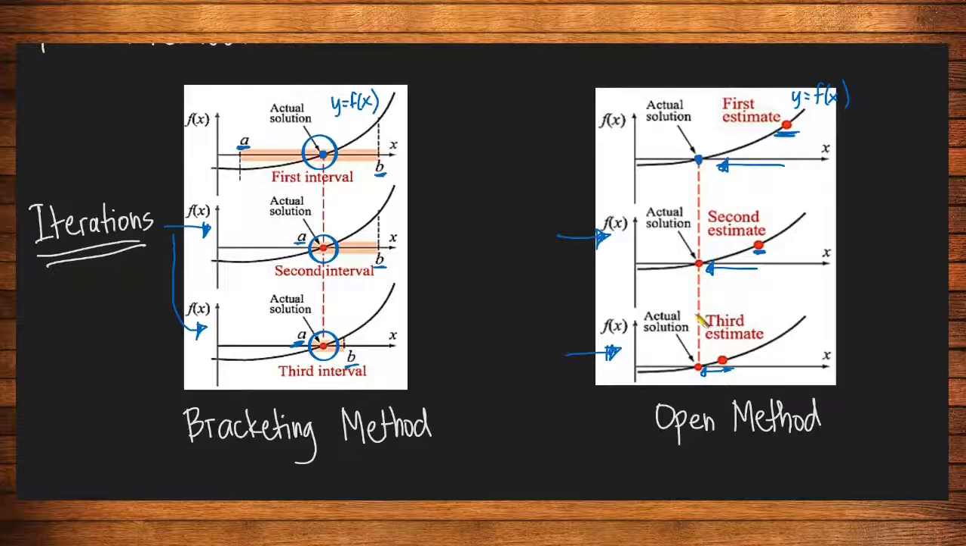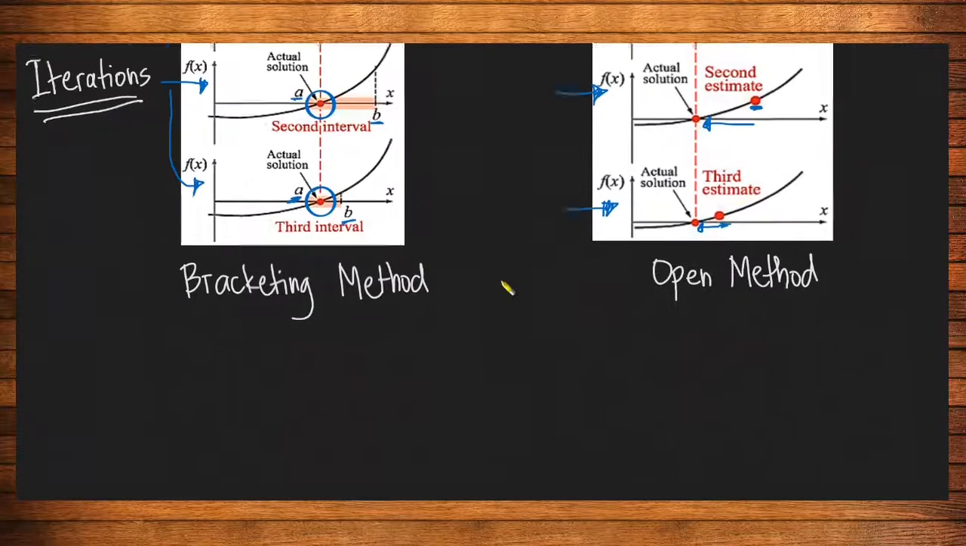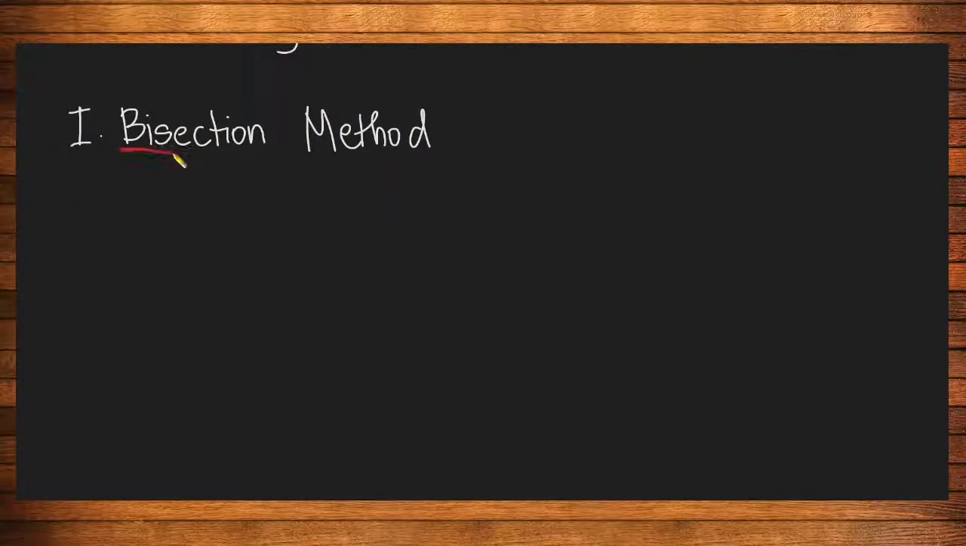Again, sa bracketing method, although minsan slow siya, pero eventually magko-converge siya doon sa solution. And then sa open method naman, merong chance na mag-diverge siya doon sa actual solution, papalayo. Pero pag nag-converge siya, mas mabilis niya namang nakukuha yung actual solution. So again, in this video, we are going to discuss bracketing methods. The first method under this is what we call the bisection method.